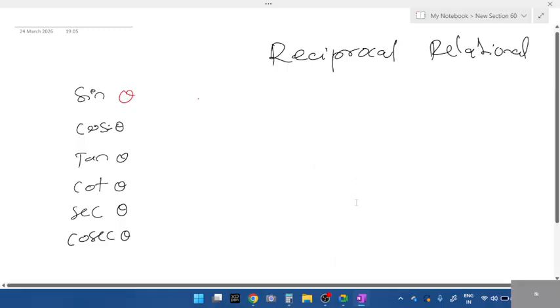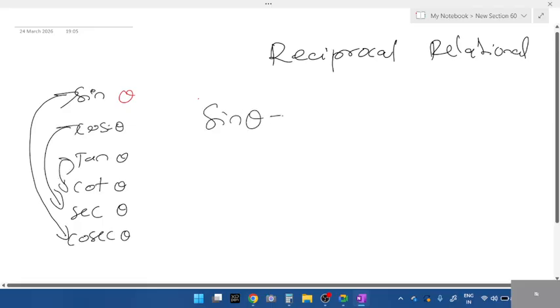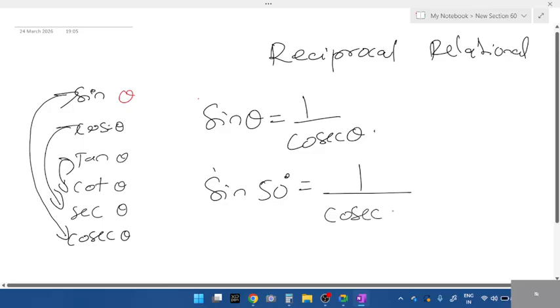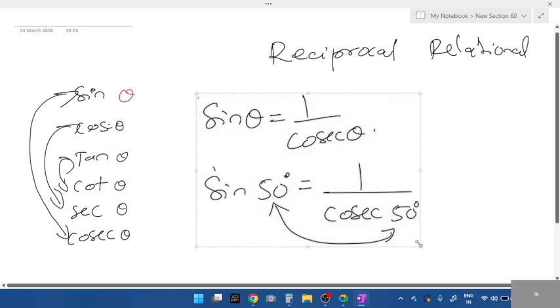Now, the reason I gave this order is, look how simple it is. On the left hand side, all these are reciprocal relations. Sine and cosec is one pair, cos and sec, tan and cot. If I write sine theta, the reciprocal of sine is 1 by cosec theta. This is the reciprocal relation. If I take a value, sine 50 degrees, what is the reciprocal of sine 50? 1 by cosec 50. Can you see 50 and 50 degrees? I have written it same. This is the reciprocal relation.